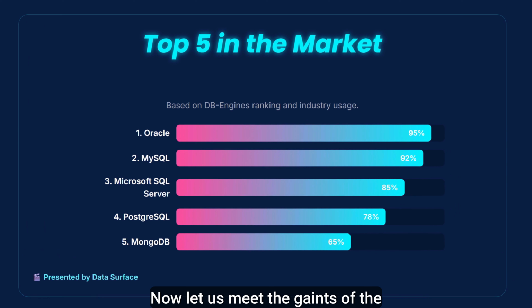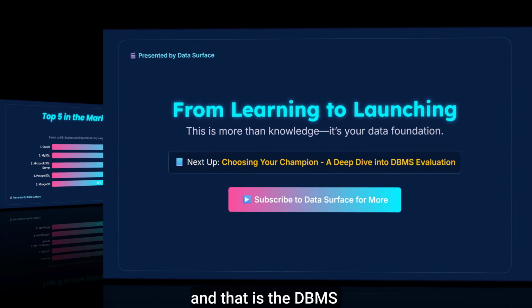Now, let's meet the giants of the database world. In today's market, as per DB-Engines, these are the top 5 DBMS systems leading the market. One is Oracle, a corporate heavyweight. MySQL, the most popular open source database. Microsoft SQL Server, a favorite in Windows environments. PostgreSQL, advanced, open source, and loved for flexibility. MongoDB, a leader in the NoSQL space, built for modern apps. If you are starting out in tech, learning at least one of these is a must.